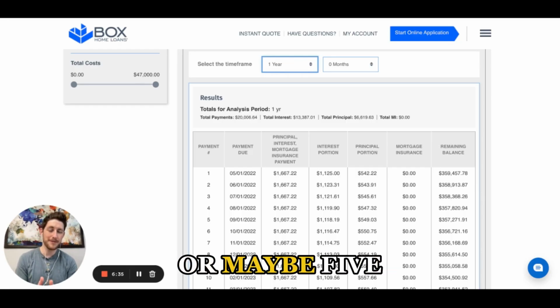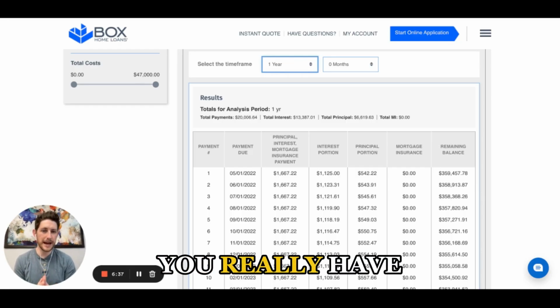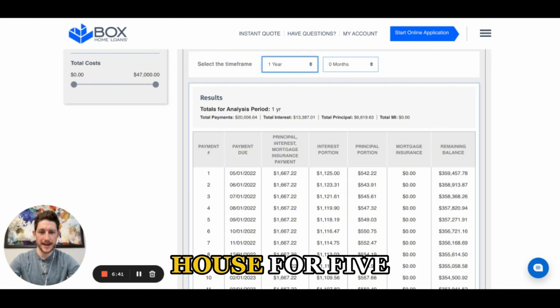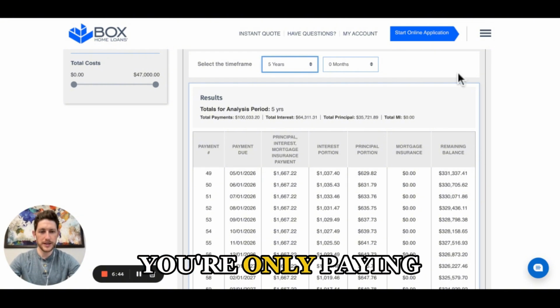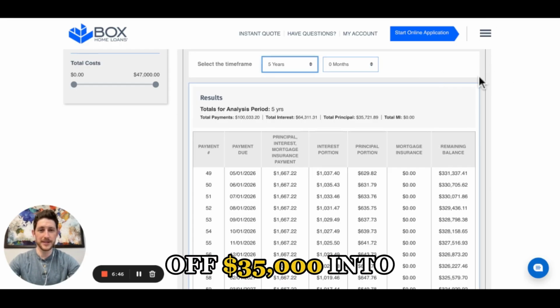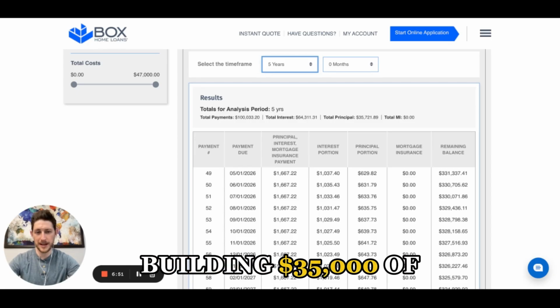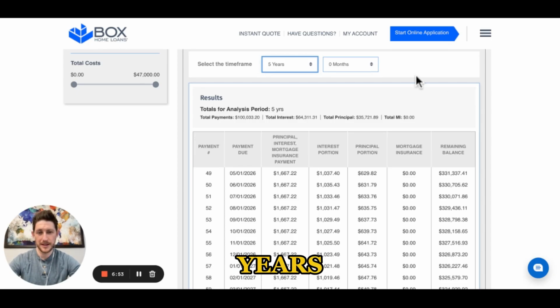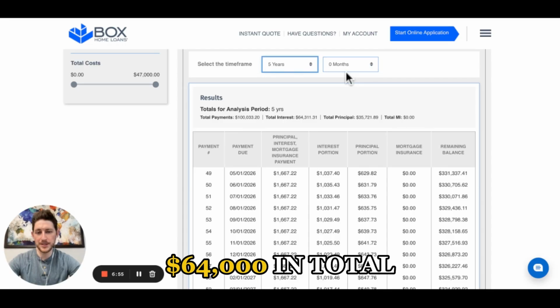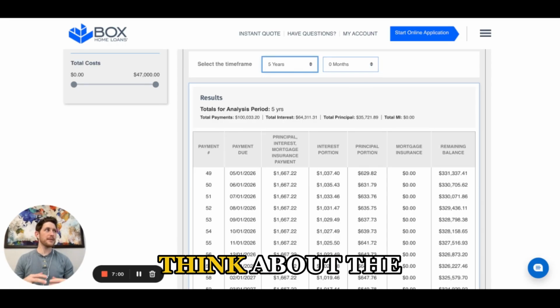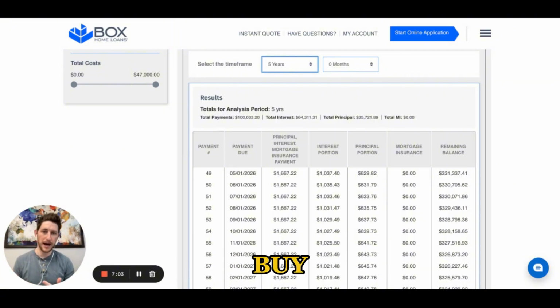Maybe we'll move, or maybe 5 years and then we'll move. You really have to look at the math here, because let's say you stay in the house for 5 years. You're only paying off $35,000 into equity. You're only building $35,000 of equity over those 5 years, and you've paid $64,000 in total interest. It's quite a bit.